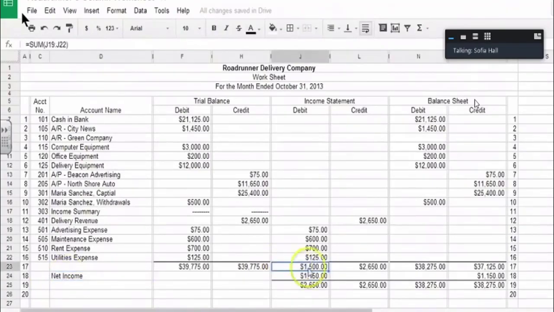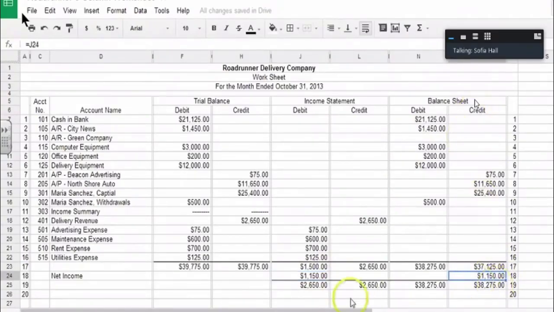Remember, if it were the opposite, and if our expenses were greater than our revenue, we would have a net loss, and we would need to put that in our credit column. But let's be happy that we've got some income here. Remember, that net income gets transferred over to our owner's equity account, okay? And since we need to increase our owner's equity, we are placing it in the credit column of our balance sheet.